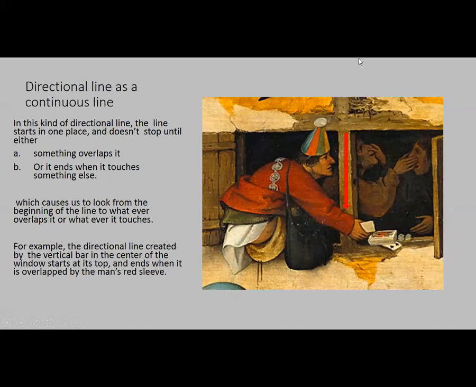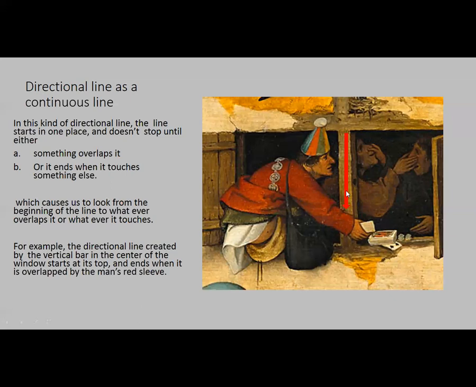This guy that's hanging out in the window, he's here. So there's a directional line in this image. There's multiple directional lines, but this particular one starts up here and goes all the way down until it runs into his arms, overlapping this. So in this kind of directional line, the line starts in one place and it doesn't stop until either something overlaps it or it touches something else, which causes us to look from the beginning of the line to whatever it overlaps or touches.